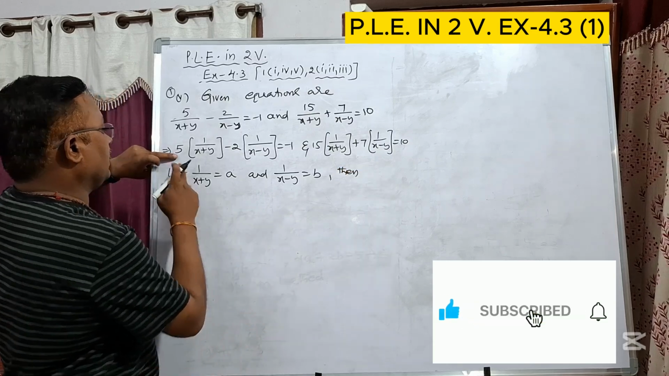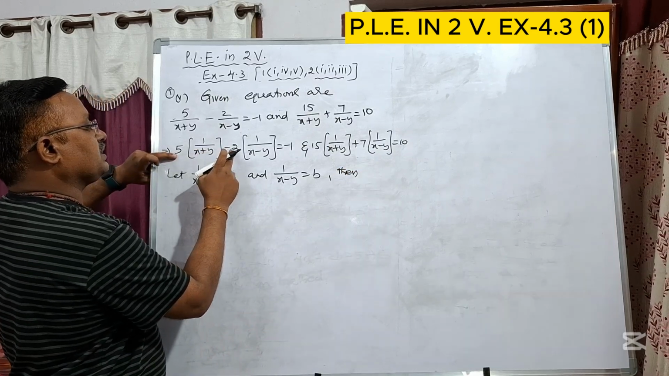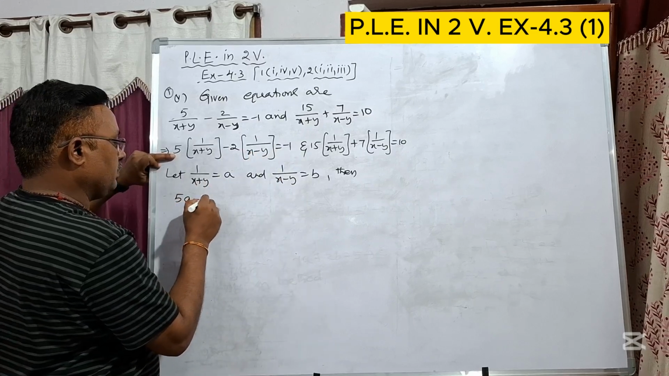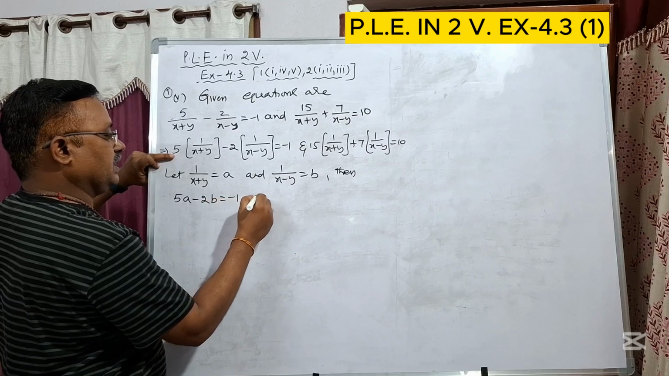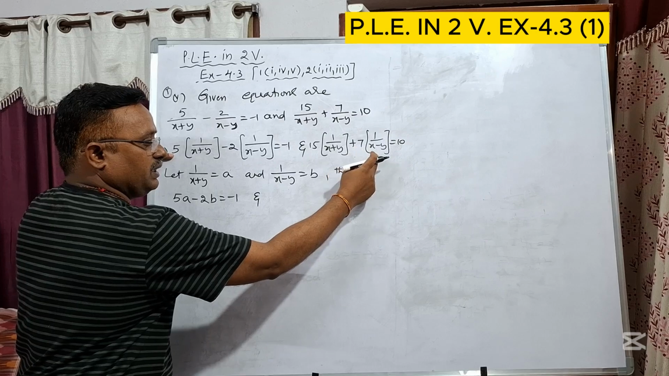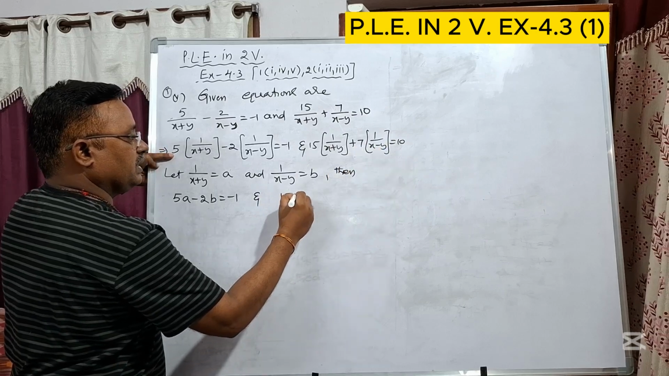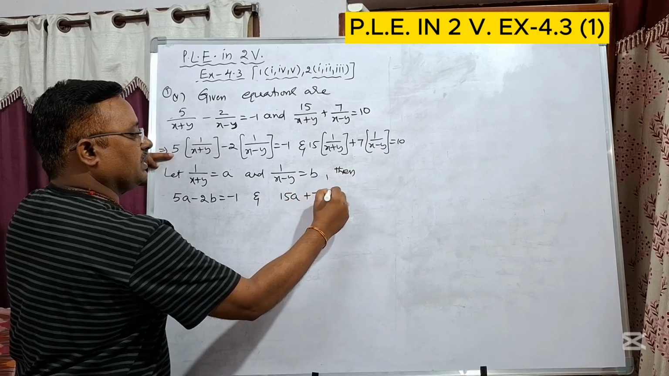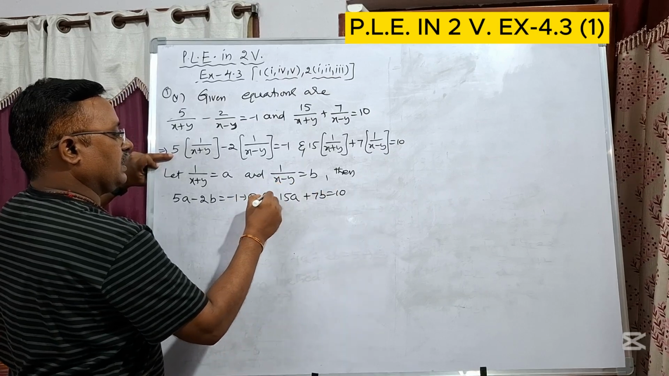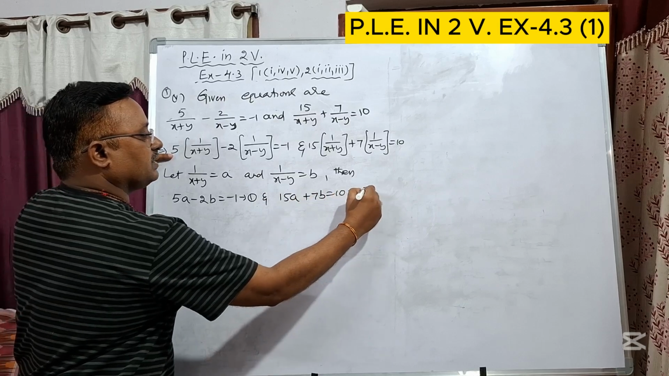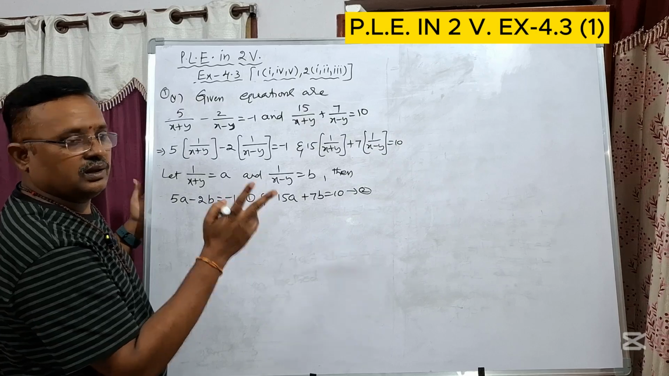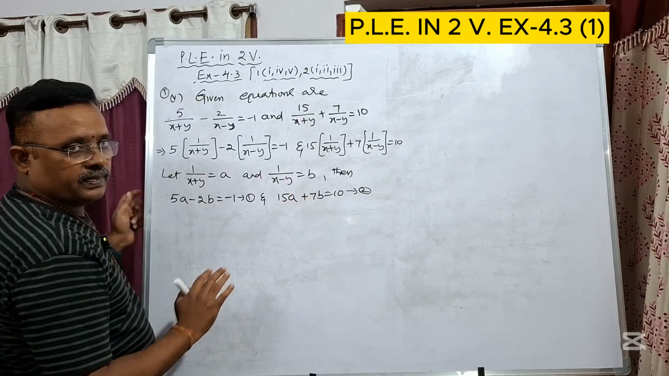This equation will become 5a minus 2b equal to minus 1, and this will become 15a plus 7b equal to 10. Let it be equation 1 and this one as equation 2, which are a pair of linear equations in two variables, in a b form. Solve them.